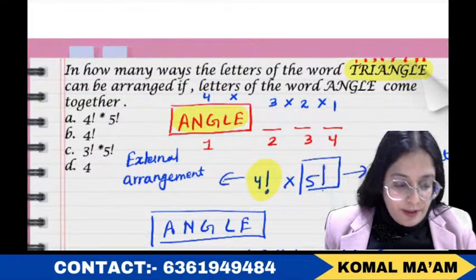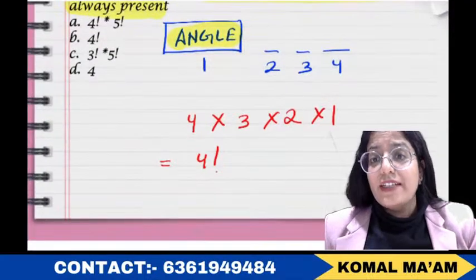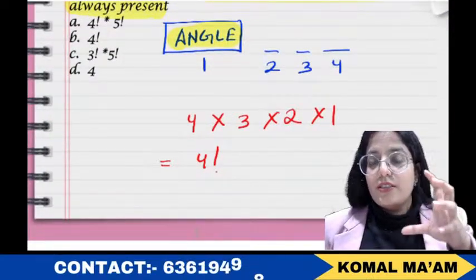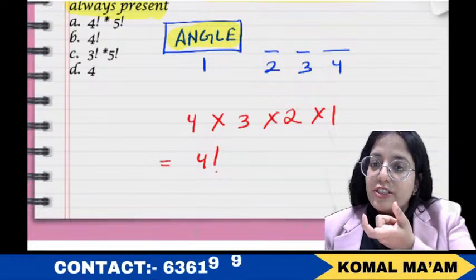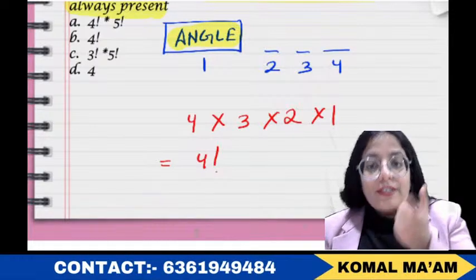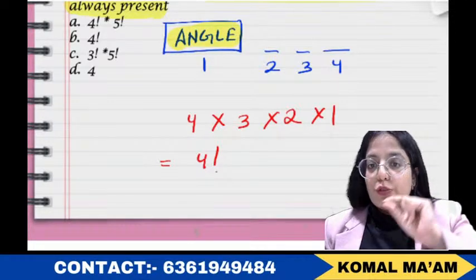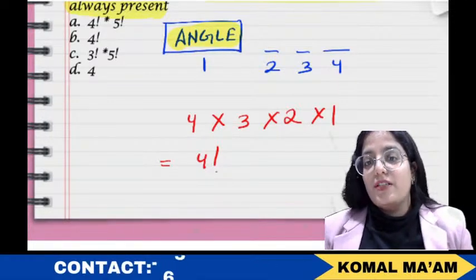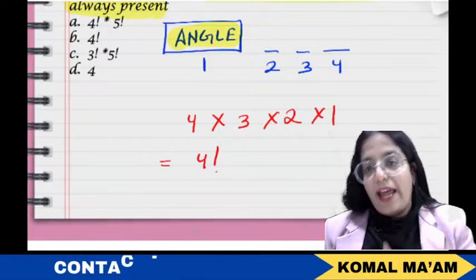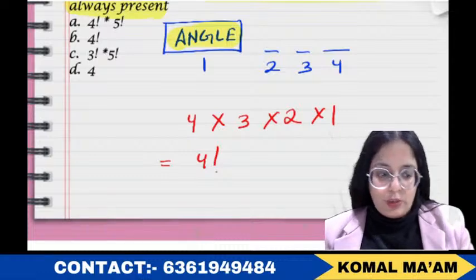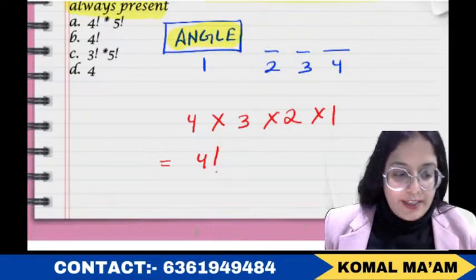But in this question they are saying the letters of the word angle should be as it is. That means the word angle is always present. It will always be present only when the letters are arranged in this specific order. So we do not need to shuffle the letters among themselves. That's why we don't need to do internal arrangement of the letters of the word angle. That's the only simple thing. Okay, right? All right, so let's proceed to the next question.